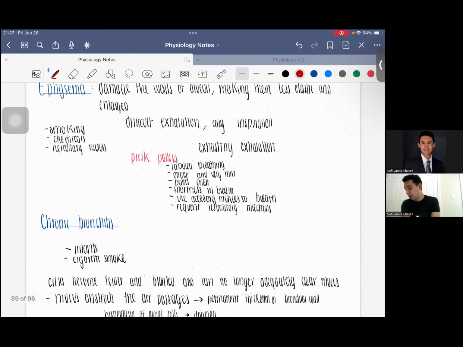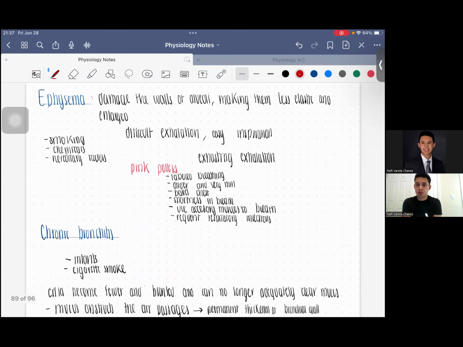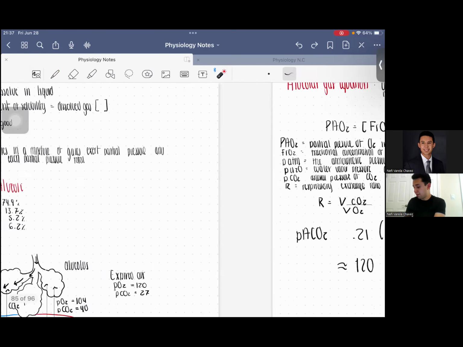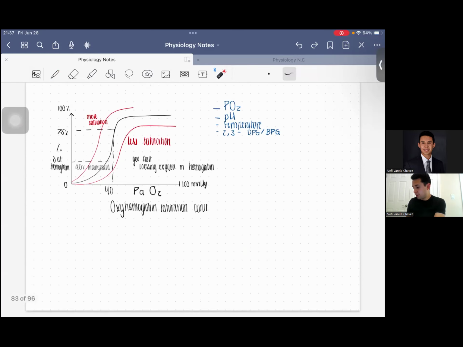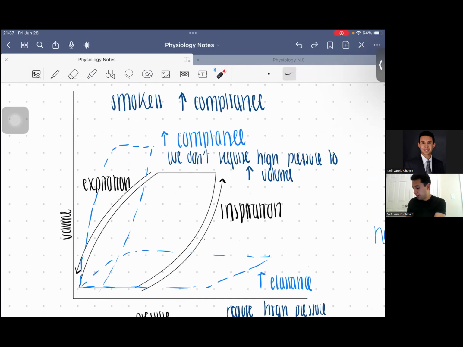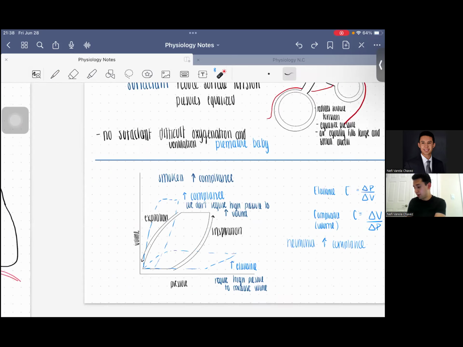So in other words, just to summarize, with emphysema we're decreasing elastance. Returning to our graphs from the previous video, by decreasing elastance, we don't need a lot of pressure to increase volume. So inhalation is easy, but expiration becomes pretty hard.